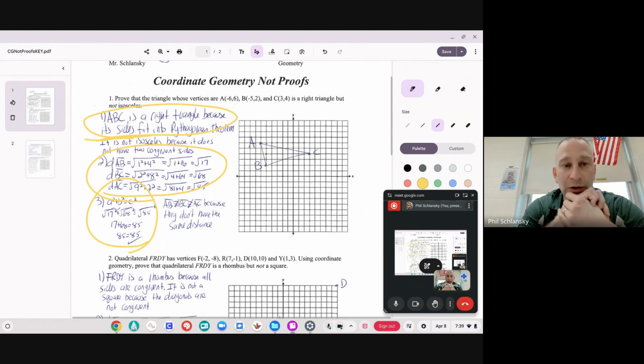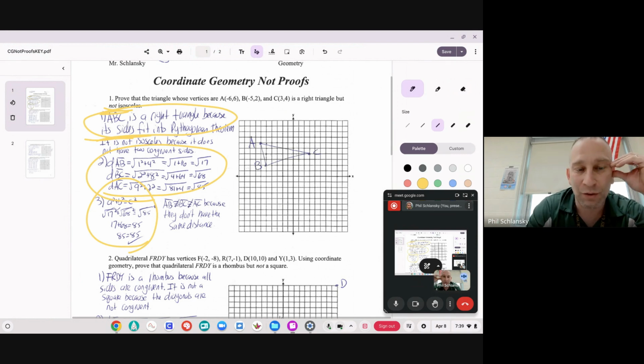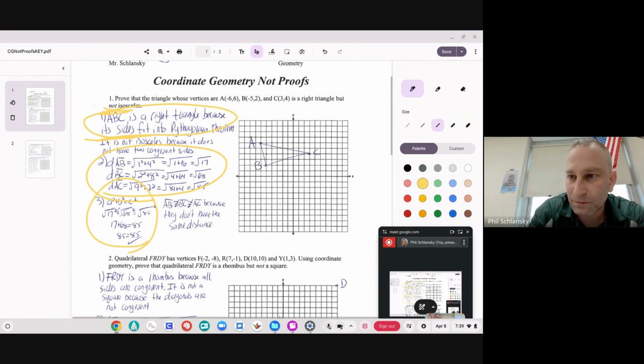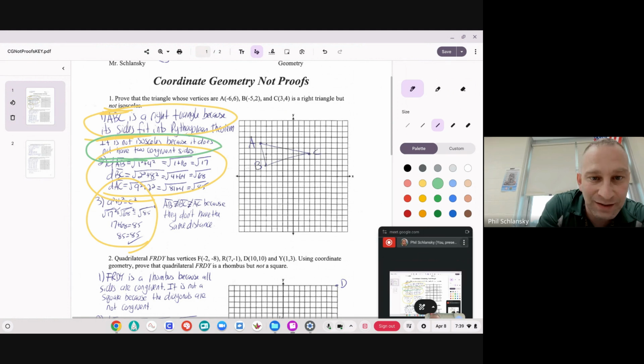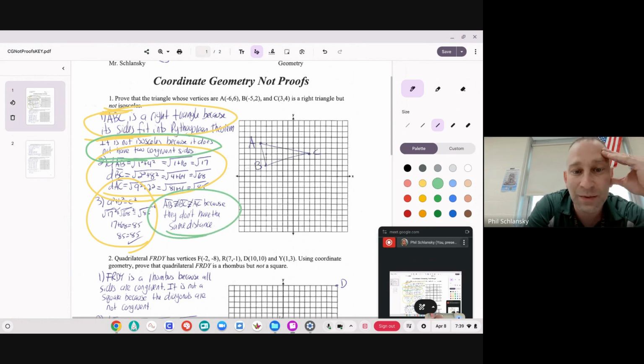So that's nothing new there. What is new now is it says, and then prove it's not isosceles. Well, if it was isosceles, it would have two congruent sides, so I have to show that it does not have two congruent sides. I already did the work, so again, I'm going to say that it is not isosceles because it does not have two congruent sides. I already found the distances, so I'm going to say that the distances are not the same because they don't have the same distance. If I want to prove that it's not a shape, then I'm going to show that it doesn't have the property that it needs.